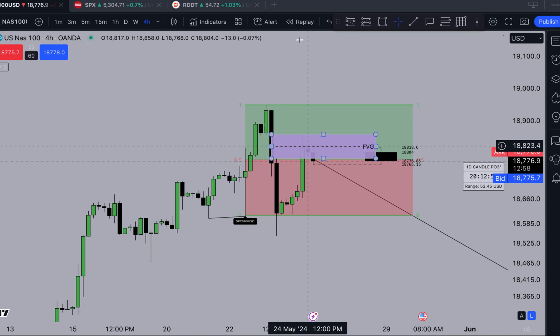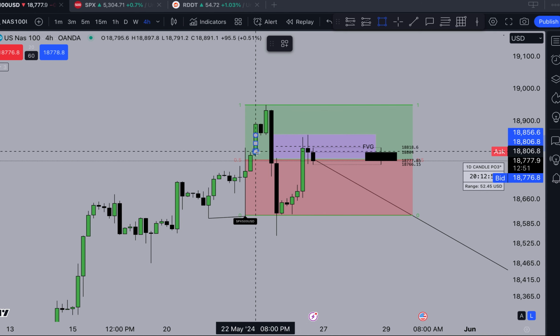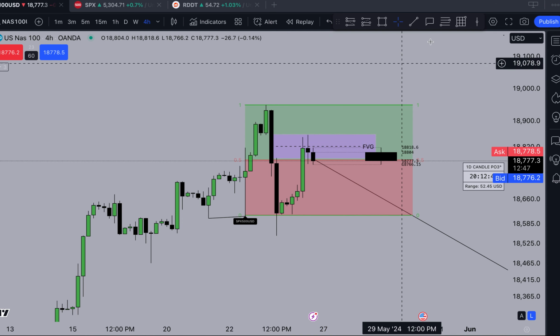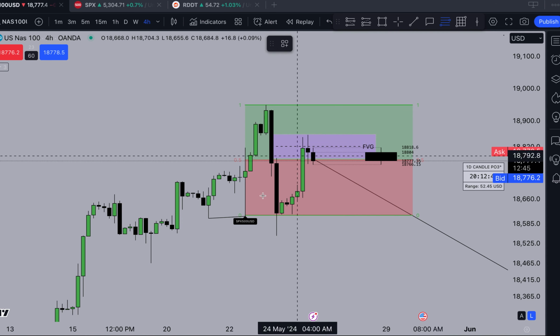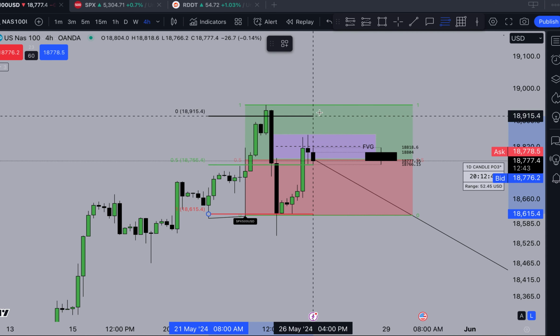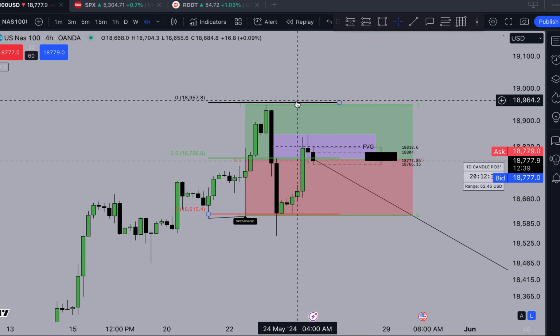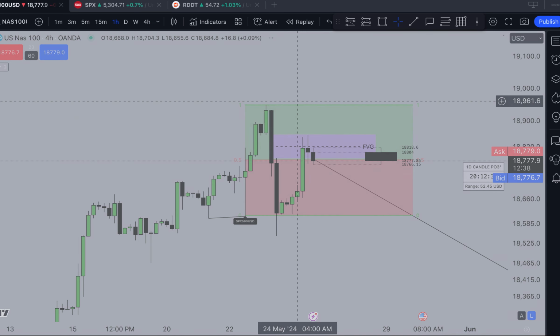And then what do we see? Inverted fair value gap. That's also respected. And come on, guys, it's too simple. Anyways, boom. Oops, I need my fib. Where's my fib? Anyways, we're going to head down to the 1 hour now.